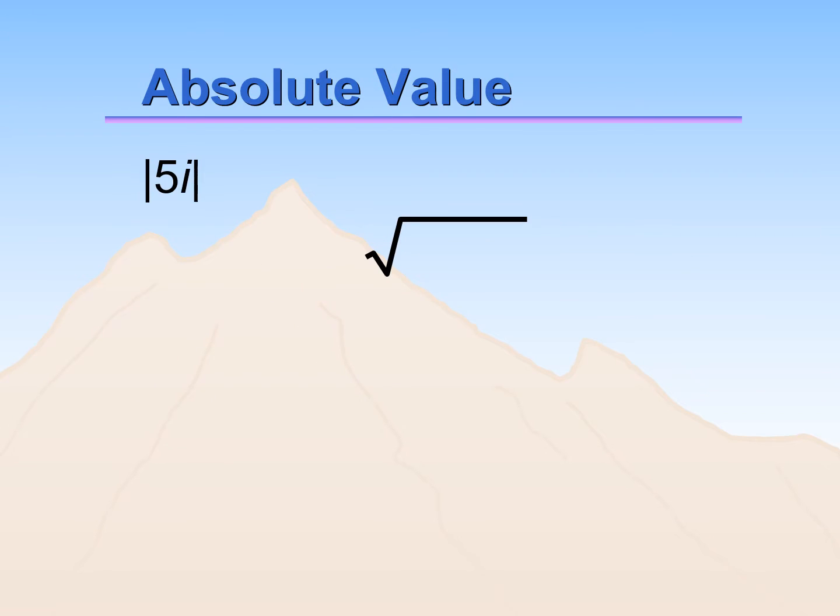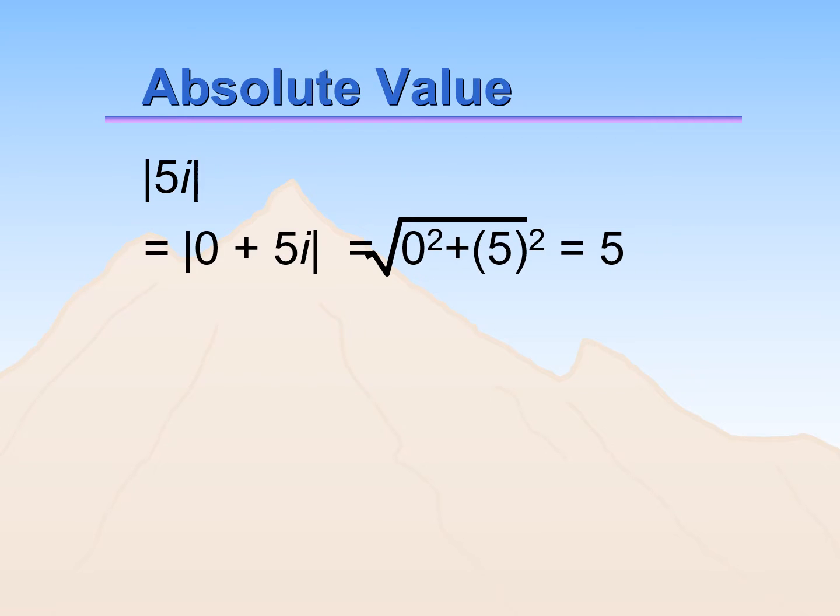Another one. Let's find the absolute value of 5i. According to our definition, our a value is 0 right now. So we get the square root of 0 squared plus our b value, which is 5, so plus 5 squared. 0 squared plus 5 squared is 25, and the square root of 25 is 5, which means the distance between 0 and 5i is 5.